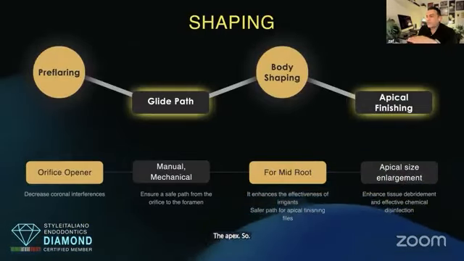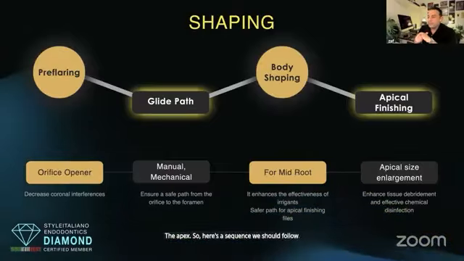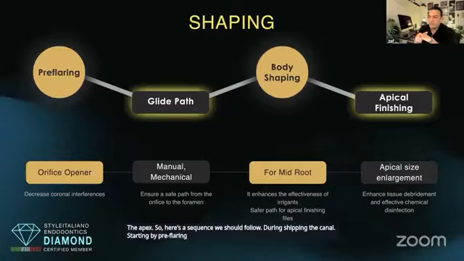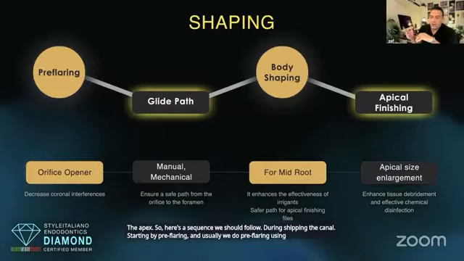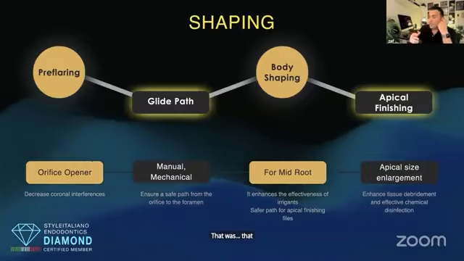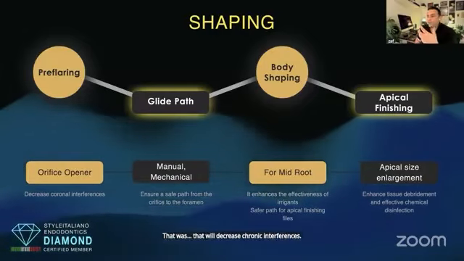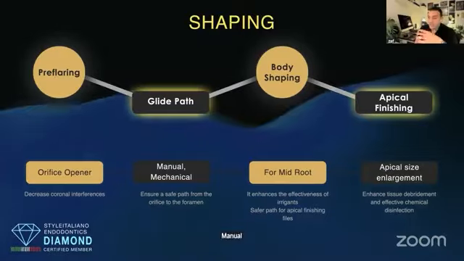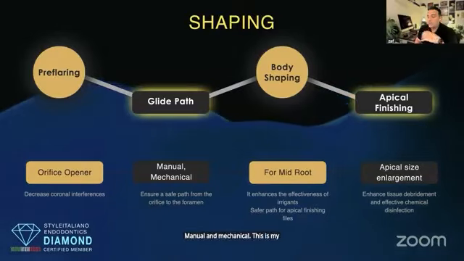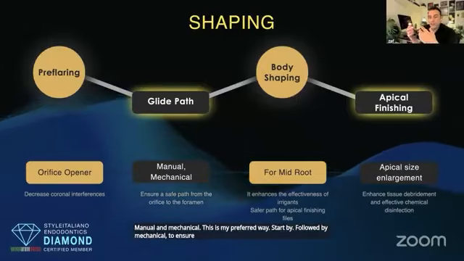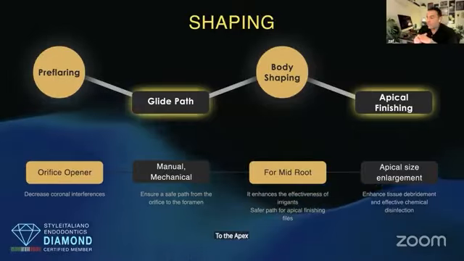So here's a sequence we should follow during shaping the canal. Starting by pre-flaring, and usually we do pre-flaring using an orifice opener or pre-flaring file that will decrease coronal interferences. That should be followed by glide path, manual and mechanical. This is my preferred way. Start by manual, followed by mechanical, to ensure a safe path to the apex for the larger size file.